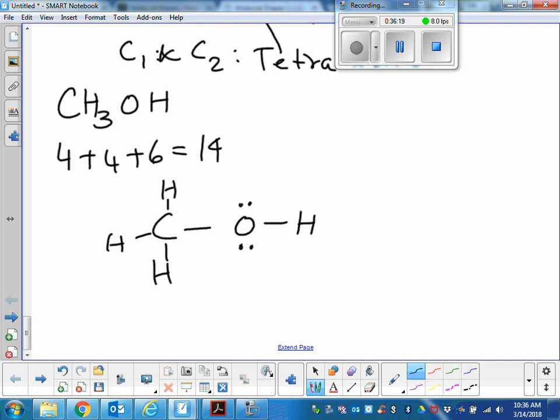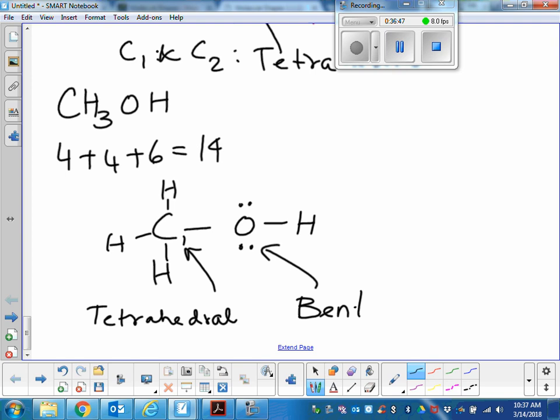What is the shape of this molecule? Vishwa, what is the shape around C1? That's going to be tetrahedral. Oxygen is also in the middle. What do you think will be the shape on oxygen if it has 2 bond pairs and 2 lone pairs? It's going to be bent. Even though I have drawn it straight, the actual molecule will be bent there.